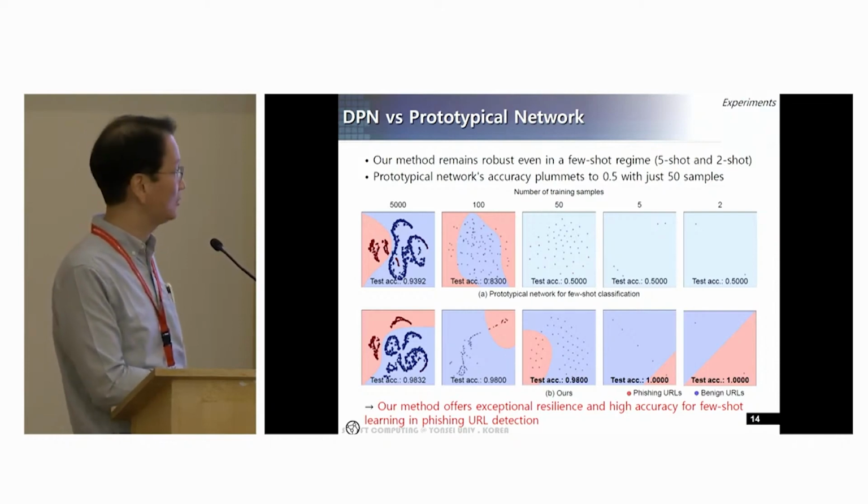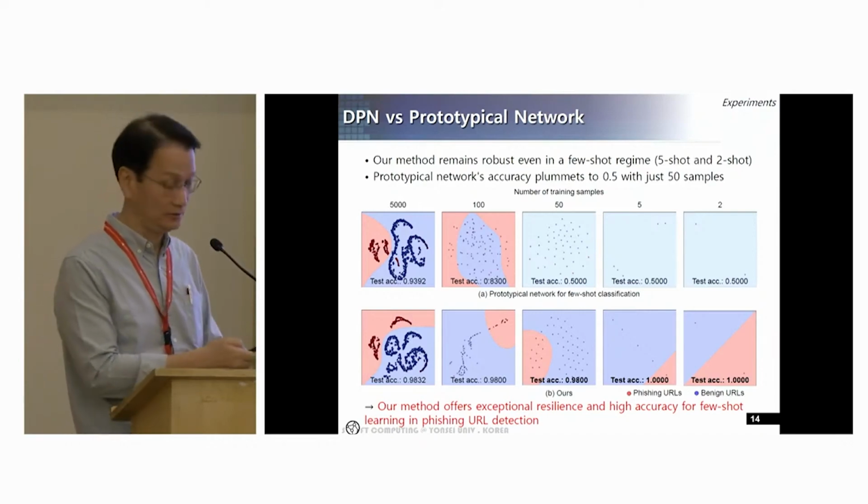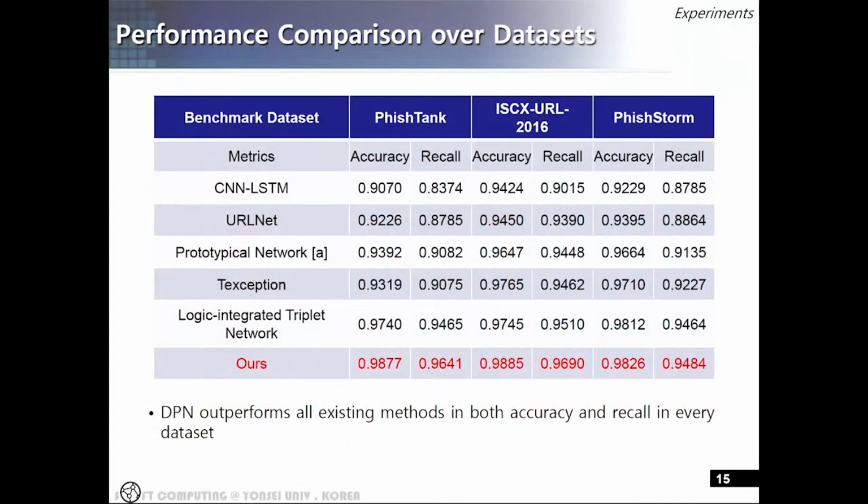So especially in the situation of a limited number of samples, maybe our method is much more viable to solve the problem. And also we compared the performance with some competitive methods on 3 different data sets. CNN LSTM is just the conventional method to solve this kind of problem. And also we compared the original prototypical network and the logic integrated triplet network. In all the cases, our method produces the best performance in terms of accuracy and recall. It was quite promising anyway.